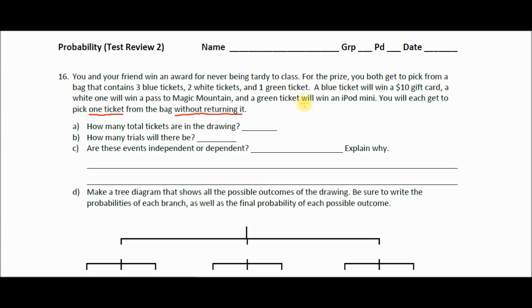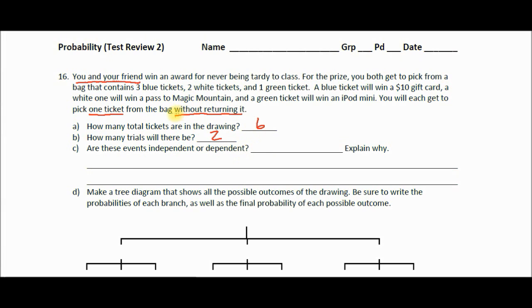All right, so take a look at our total outcomes first. Letter A is how many tickets are in the drawing? Let's take a look. We got 3 blue, 2 white, and 1 green. 3, 4, 5, 6. How many trials will there be? You will each get to pick 1 ticket, and 2 of you are working, you and your friend. That means one of you is going to pick 1 time, the other one's going to pick 1 time, so there'll be 2 trials.